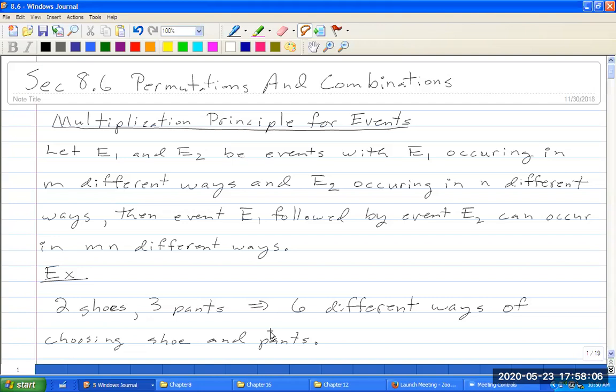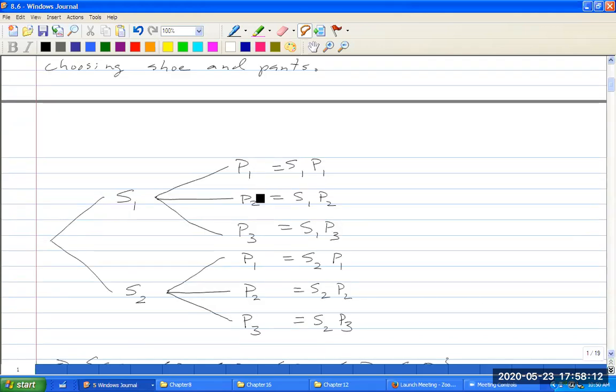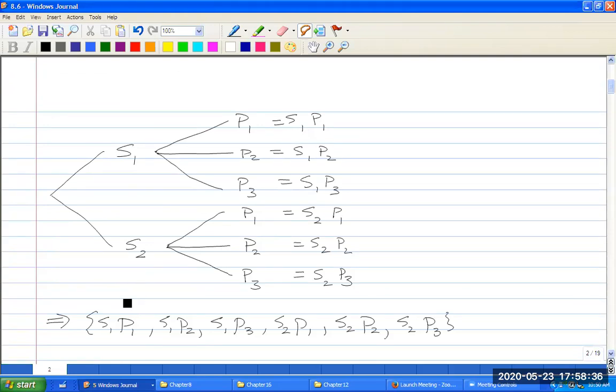Suppose you have 2 shoes, shoe 1 and shoe 2, and 3 pairs of pants, pant 1, pant 2, pant 3. With the first shoe, you can choose either pant 1, 2, or 3, or with the second shoe, you can choose pant 1, pant 2, or pant 3. So the differing ways you can choose your combination are: first shoe, first pant; first shoe, second pant; first shoe, third pant; second shoe, first pant; second shoe, second pant; second shoe, third pant.